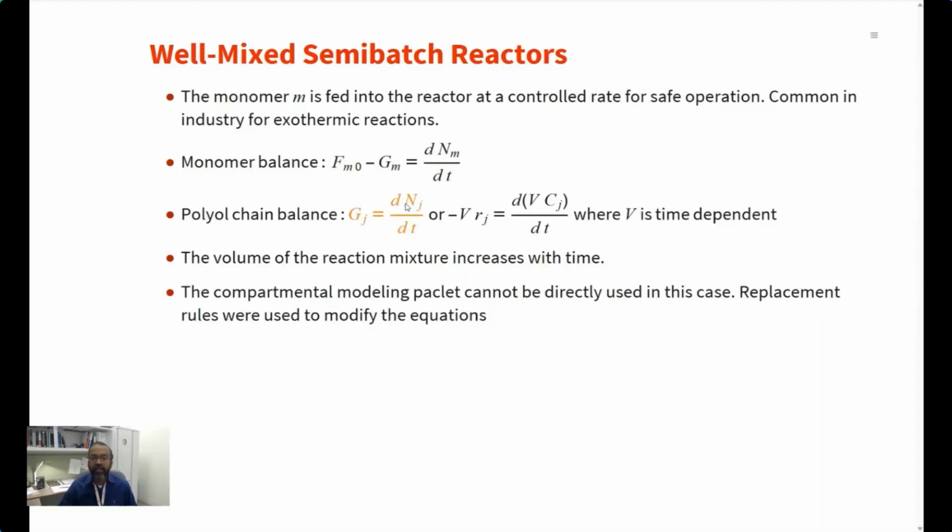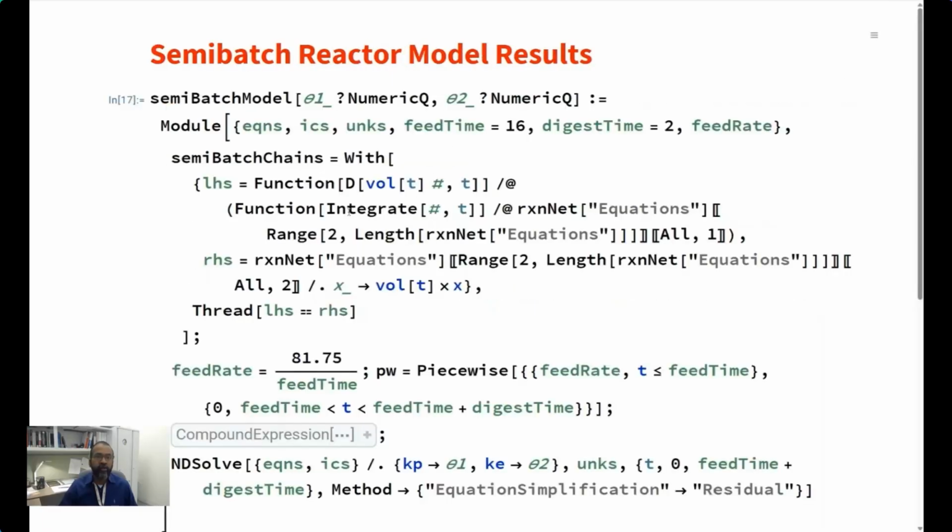So the balance resembles that shown for the batch reactor in the previous slide, except that V is now a function of time. So we need an extra equation to specify that. And in this case, the compartmental modeling paclet cannot be directly used. So I used replacement rules to modify the original equations for the paclet, and I've shown an example of that here. The semi-batch model again is written as a function of 2 parameters, theta 1 and theta 2.